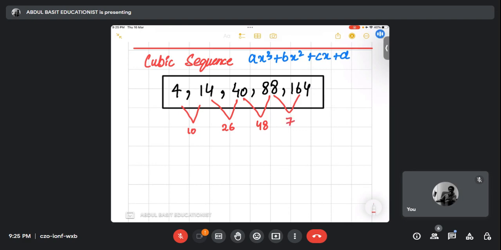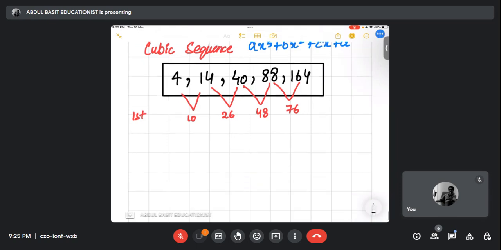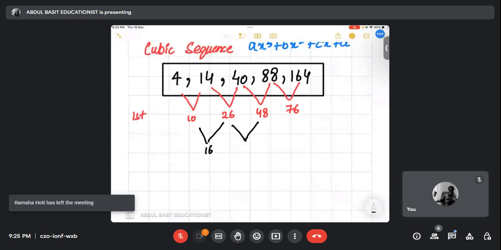Okay, now let's check the second difference, because the first did not come out the same. It's 16. What about here? 48 minus 26 is 22, and 76 minus 48 is 28. Now, Ramsha, you can see that the second difference is also not the same. Do you agree with me or not?